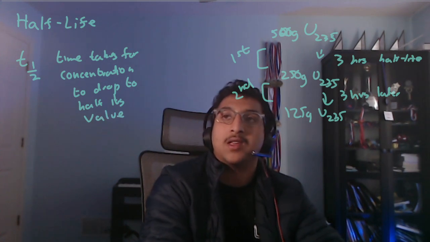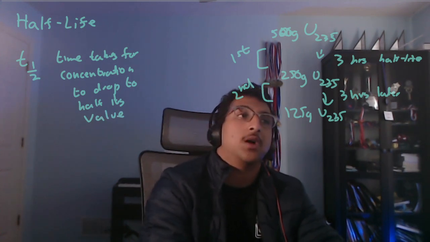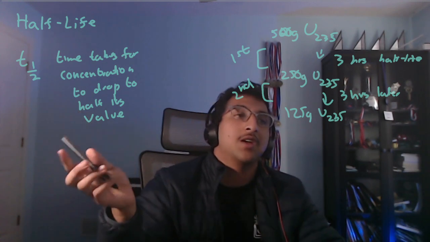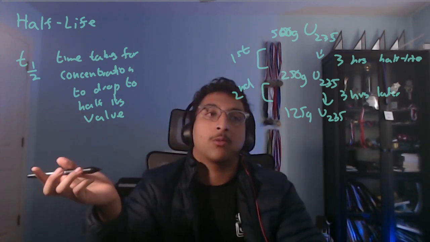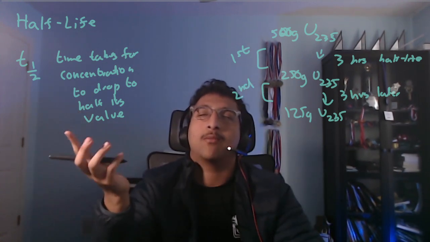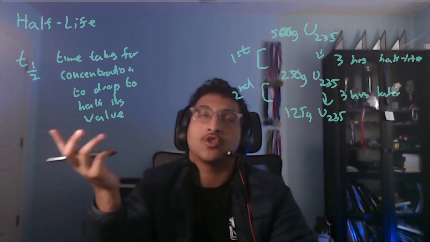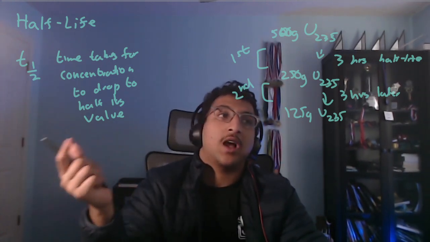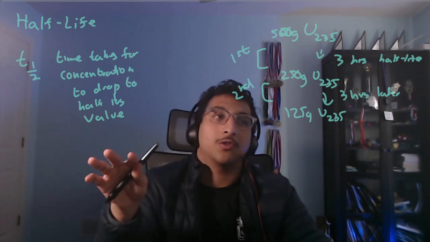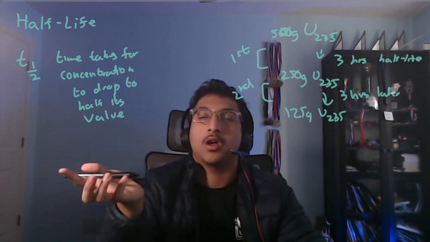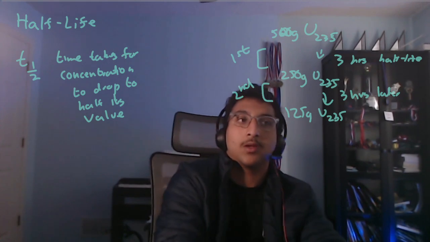And that basically means 50% of what we start with. So if that's like 5 moles per liter initially of H2O, we want to see how long it takes for the H2O to decrease to 2.5 moles per liter.